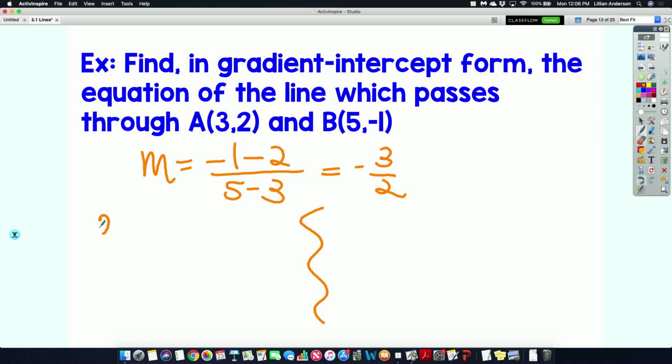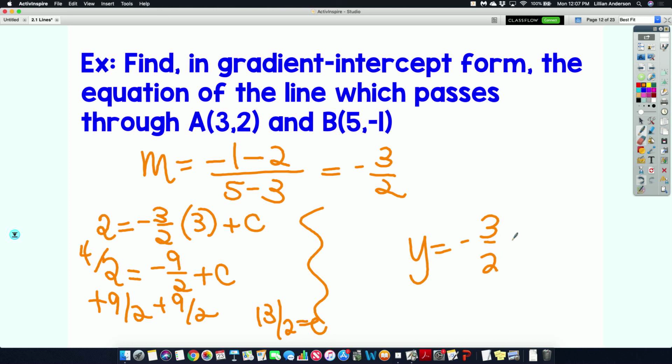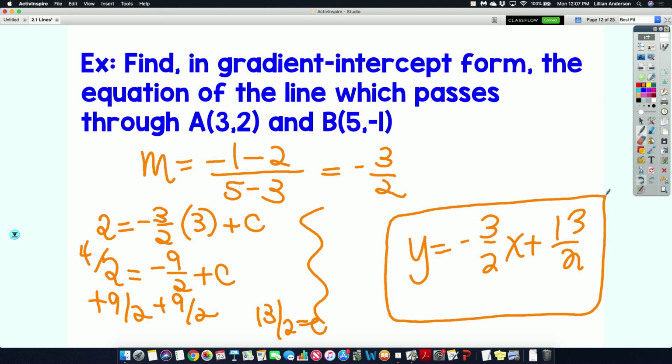So here we go. I'm going to plug 2 in for y, negative 3 over 2 in for m, and then 3 for x to find my c. So that's going to give me 2 equals negative 9 over 2 plus c. How do I solve for c? Add 9 over 2. And when I add a fraction to a whole number, I need a what? So 2 is the same thing as saying 4 over 2. So that gives me a total of positive 13 over 2. So then that's going to be y equals negative 3 over 2 x plus 13 over 2 for my answer.